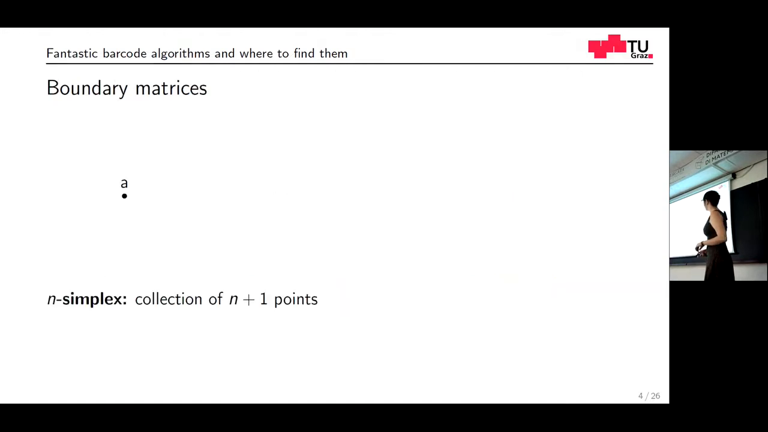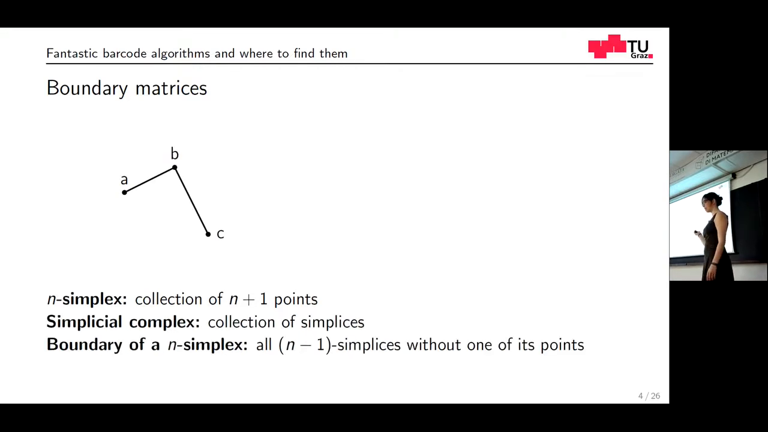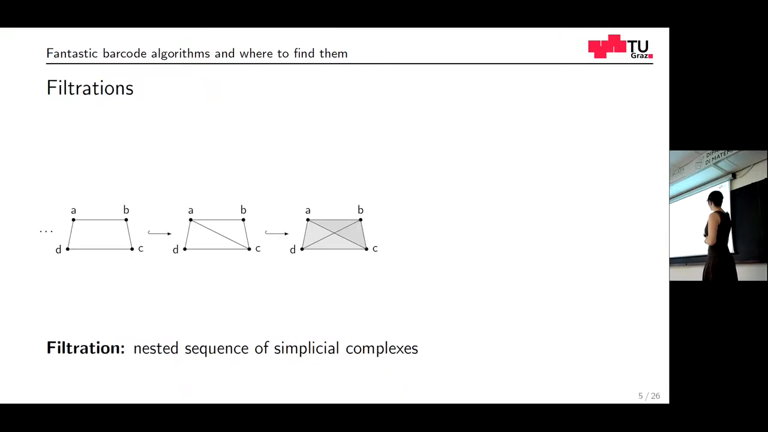Okay, boundary matrix. How familiar, I welcome questions, so if you have any, just interrupt me. How familiar are you with simplices and such? Very good, okay. Then you know what an n-simplex is, you know what a simplicial complex is, very good. What is a boundary matrix, maybe for example this one. So I'm working over Z_2 all the time, just to make things easier. So I'm going to have a 1 because A is in the boundary of AB and such. Very good, I'm very happy that I can skip on this one.